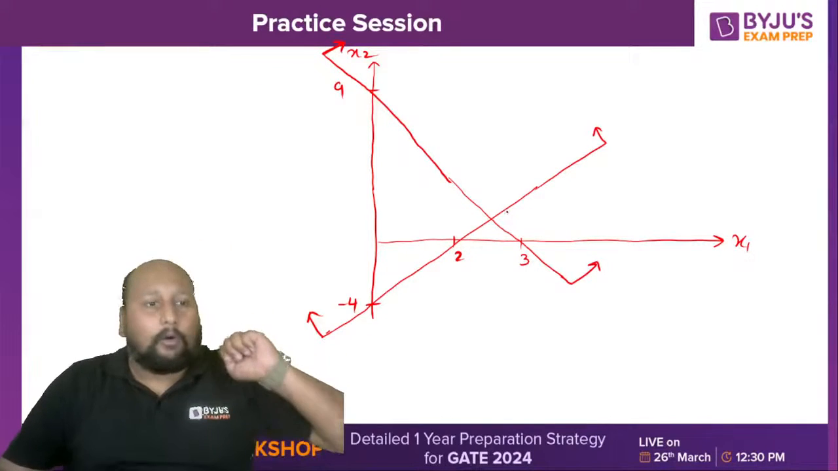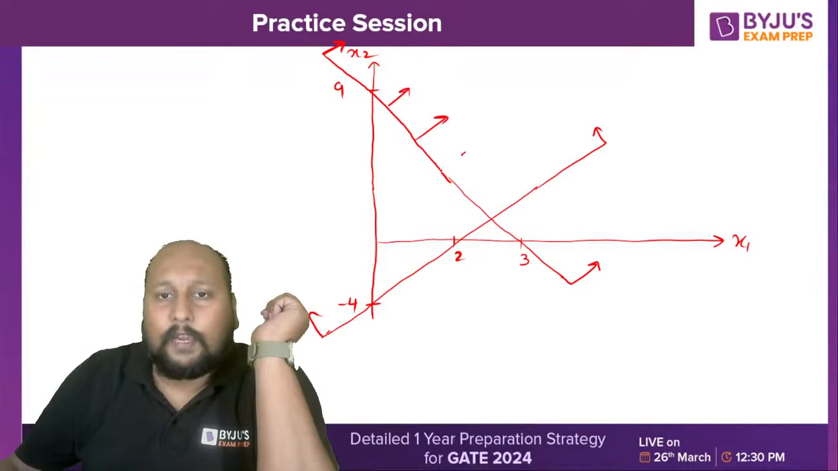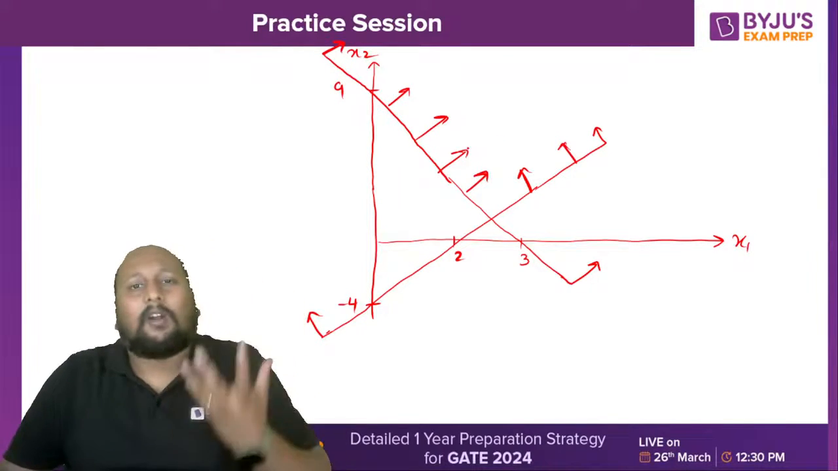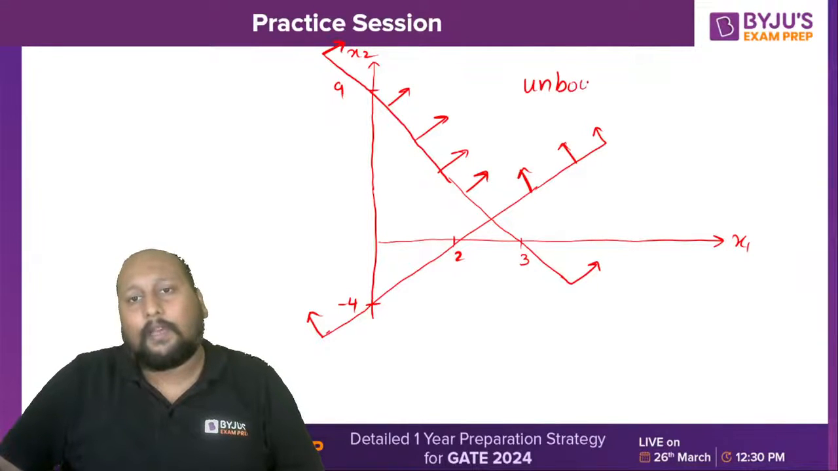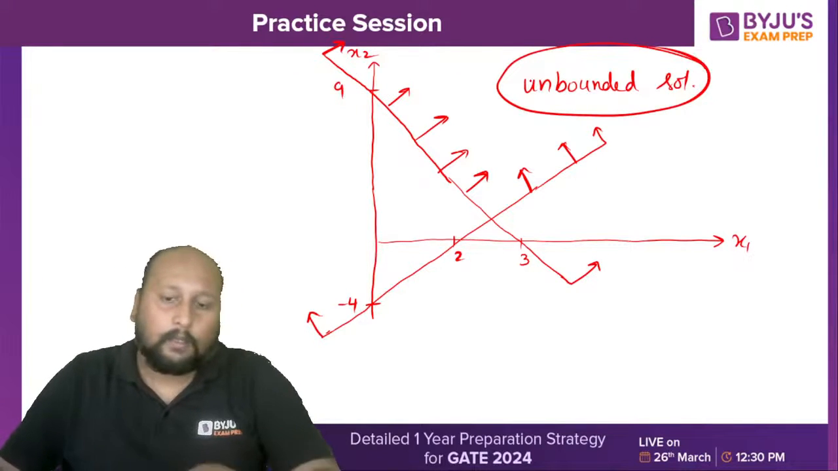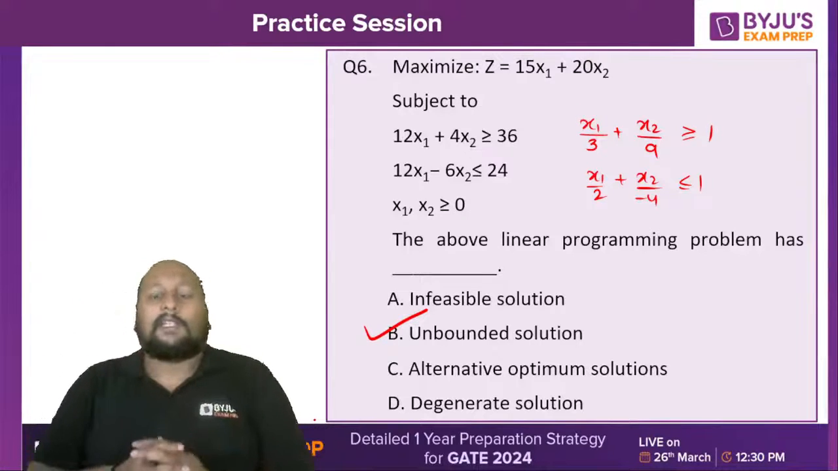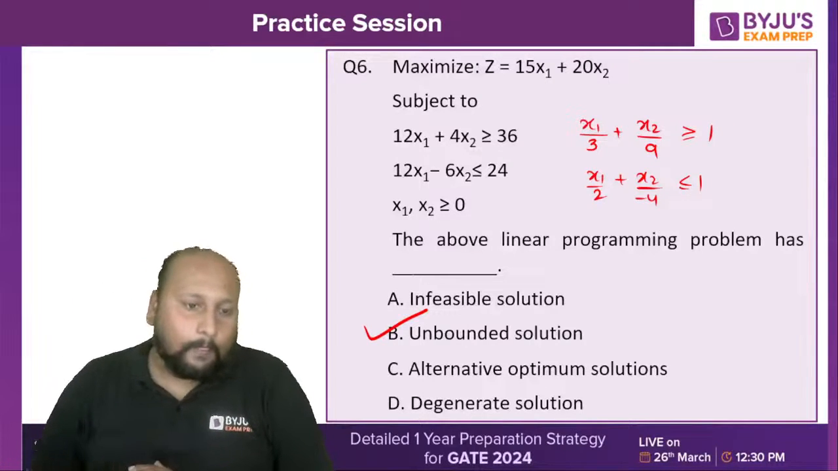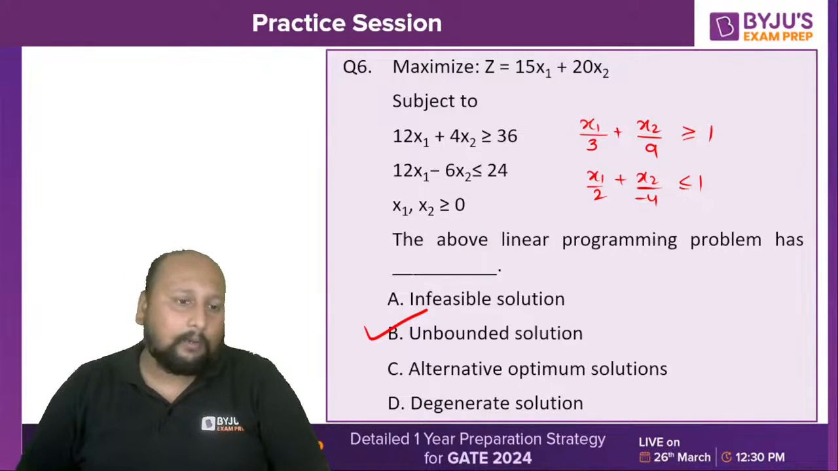If you observe, the final feasible region that we are getting is this one, and it is not bounded, it does not have a closed boundary. So I can simply say the solution we are getting is an unbounded solution or unbounded region. So the final answer is option B. The solution for this linear programming problem is unbounded. Very good. A very simple and easy question from the graphical approach.